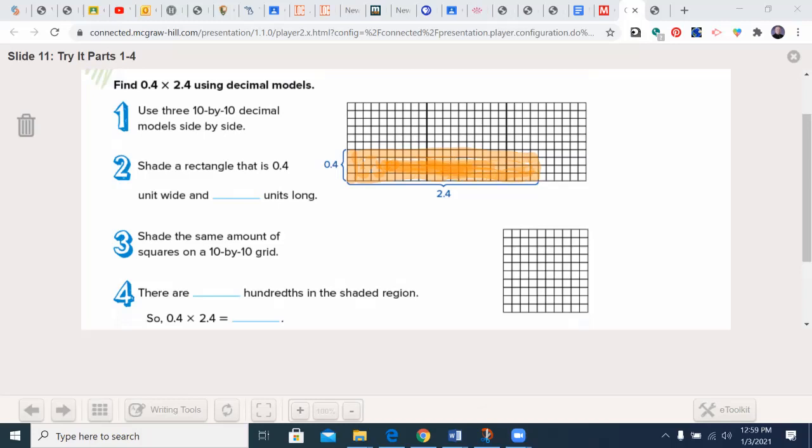Let's see now that I got to color it in here. Get my text. All right, so now we know it's 4 high. So this is my height. My base is 2.4. So now I just have to find the area of that rectangle. It is 0.4 units wide and 2.4 long. So write that in. We shaded that in. And how many hundredths? Well, there's 40, 80, and 16. So it would be 96.